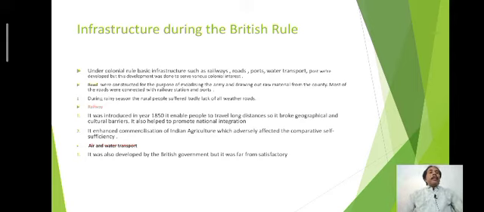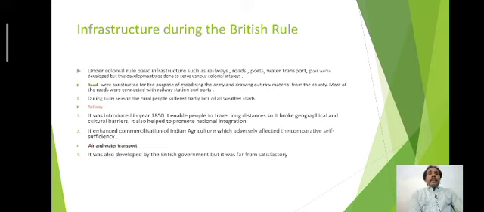Like that, economic infrastructure means transportation, communication, energy, and so on. So in this topic, we will discuss what the condition of infrastructure was during the British rule. Under the colonial rule, basic infrastructure such as railways, roads, ports, water transport, etc. were available.